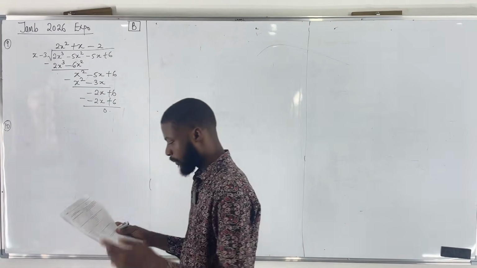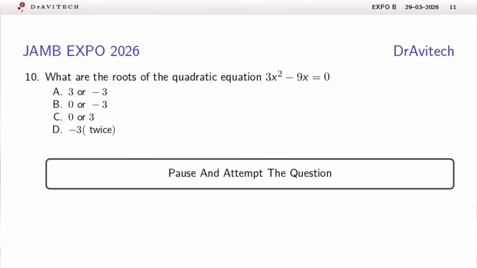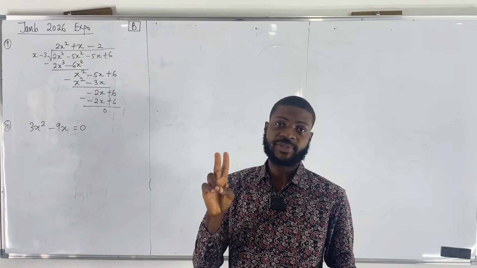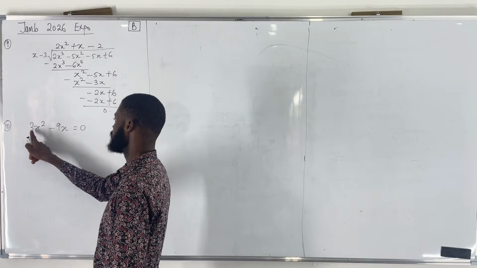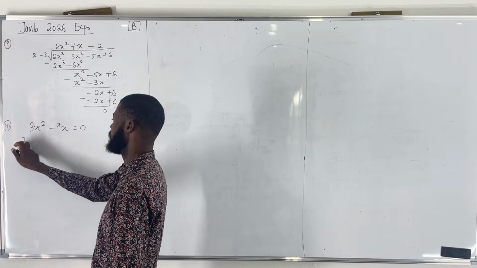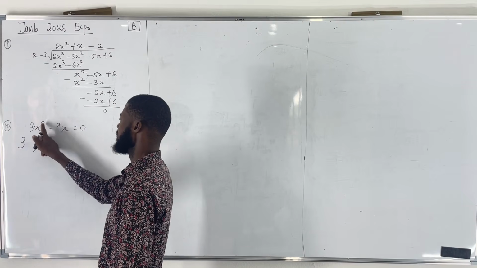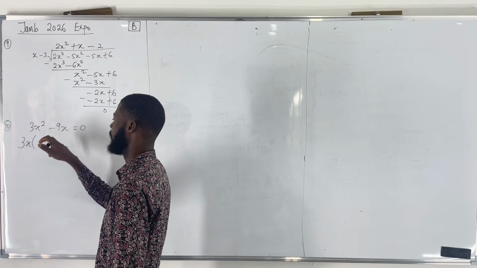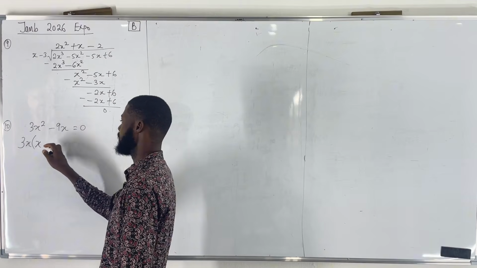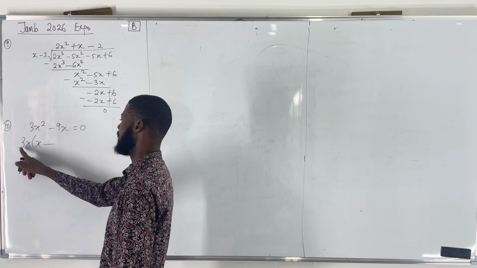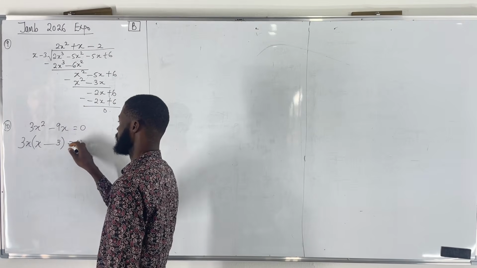Question number 10. What are the roots of the quadratic equation 3x squared minus 9x equal to 0? Now here's the thing. Anytime you have a quadratic equation, it's a must that the roots you get must be 2. So in this case, let's factorize. You look at 3, you look at 9, 3 is common. Then look at x squared and look at x, x is common. Then you open up a bracket. 3x squared divided by 3x will give you x. Then minus 9x divided by 3x will give you 3. And this will be equal to 0.